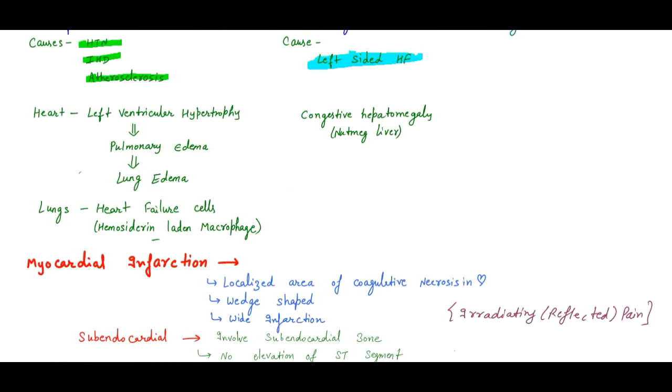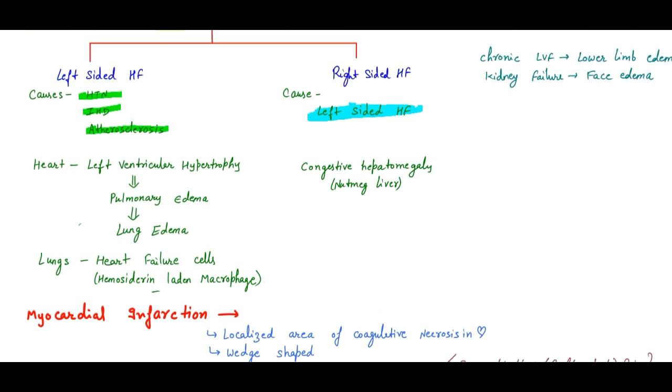Then remember the next one, the heart. What is the problem in the heart due to left ventricle failure? That will be left ventricular hypertrophy. Due to left sided heart failure, it will not pump the blood, so blood will accumulate in the left ventricle and lead to hypertrophy. Hypertrophy is an increase in the size, while hyperplasia is an increase in number.